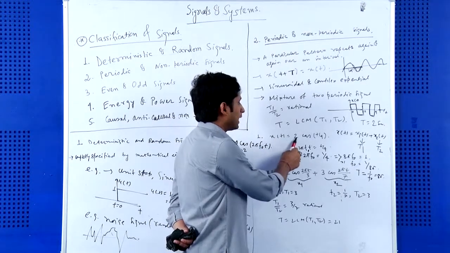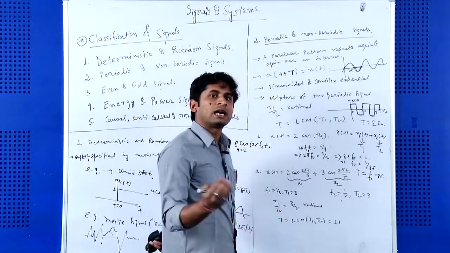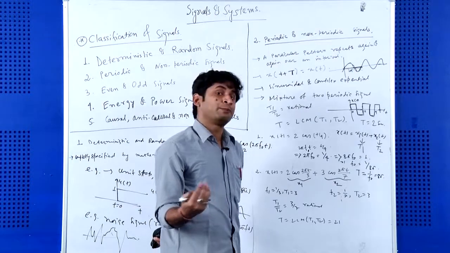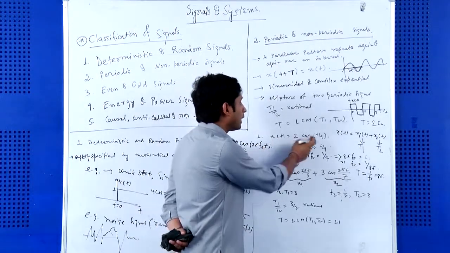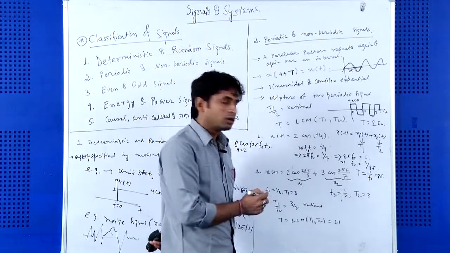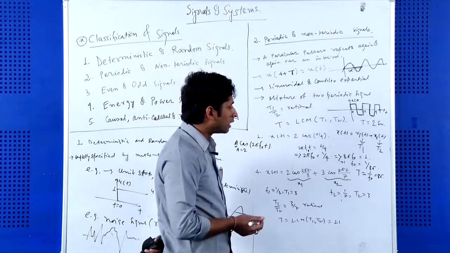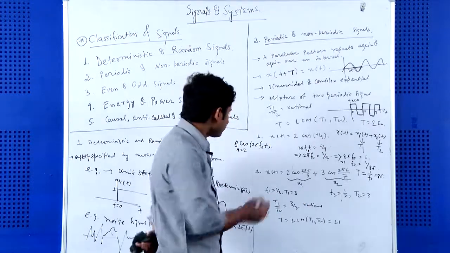So x(t) is given as 2 cos(t/4), and this is the procedure to check whether this signal is periodic or non-periodic, and if it is periodic, what the time period of the given signal is. As we know, every sinusoidal signal is periodic, so here it is periodic, no doubt. This is the procedure to find the fundamental time period, T equal to 8 pi. Okay.